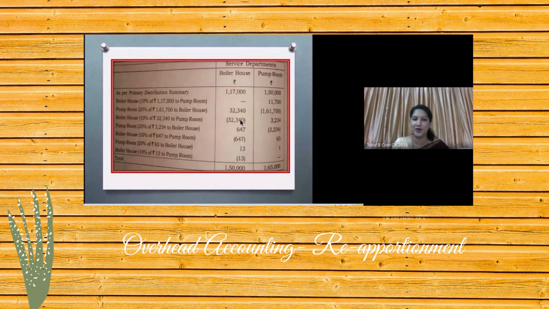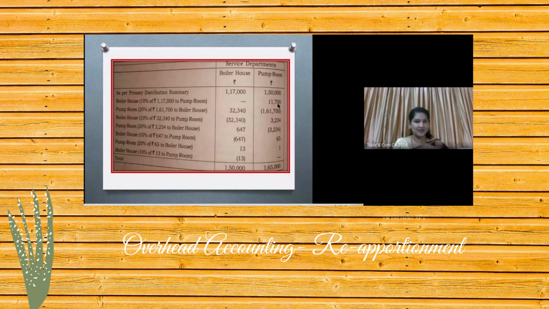So that's what we are going to do here. First, we will take the case of boiler house. In the case of boiler house, we are not sharing it with the same house. We have to share it with the pump house. As it's given in the question, 10% is shared with the pump room. So we will take 10% of 1,17,000, which is 11,700, shared with the pump room. That's our first stage.